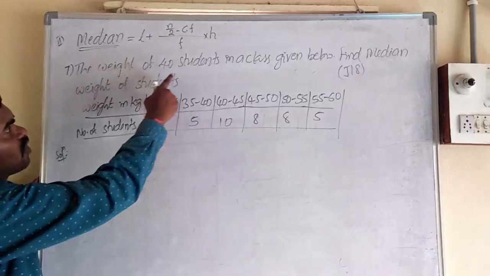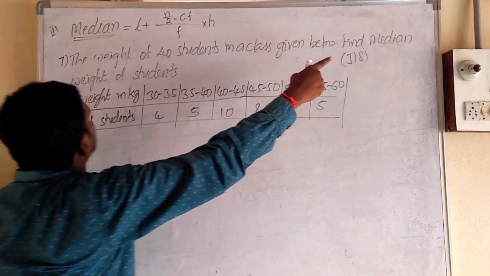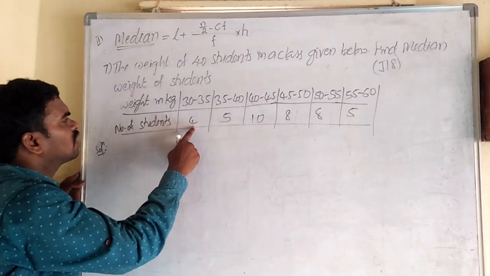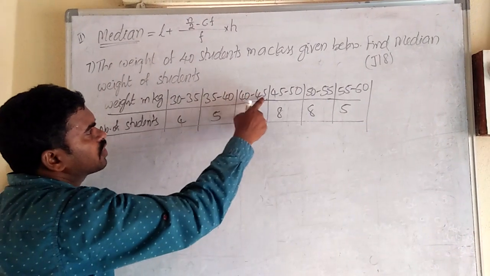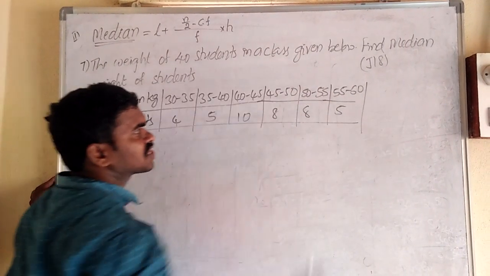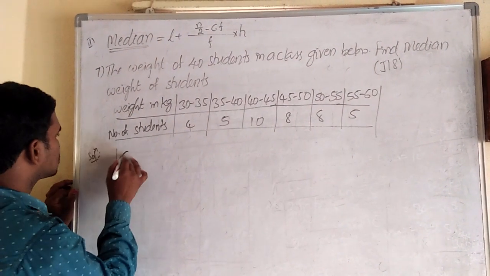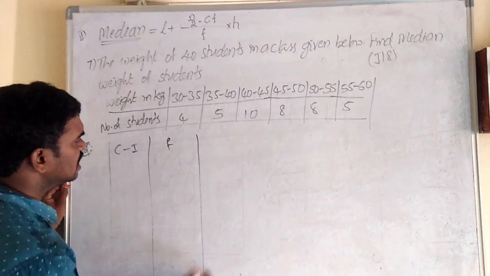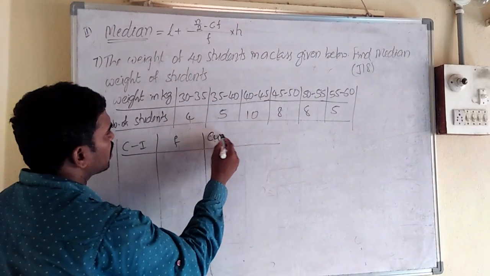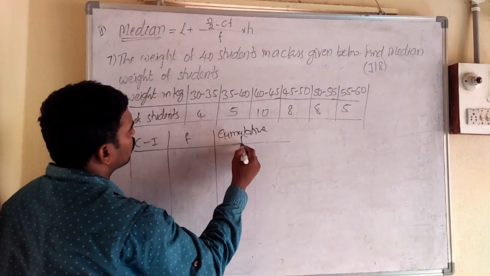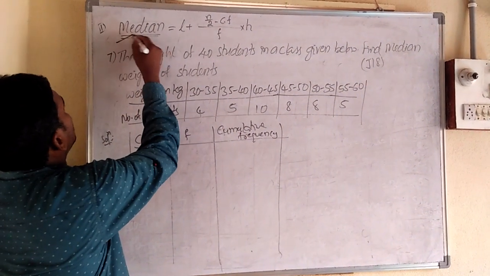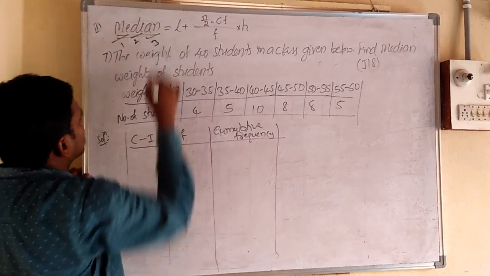Okay, the weight of 40 students in a class is given below. Find median weight of students. So, June 18th question. Weight in kg: 30 to 35, 4 students; 35 to 40, 5; 40 to 45, 10; 45 to 50, 8; 50 to 55, 8; 55 to 60, 5. So I am writing class interval first, next frequency, next less than cumulative frequency. These three only for median. 1, 2, 3, three columns.